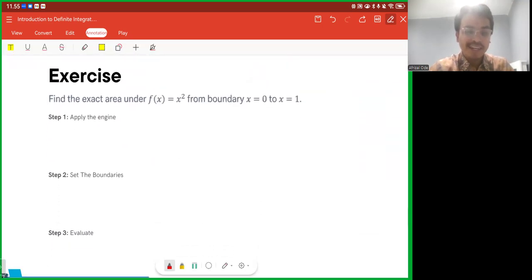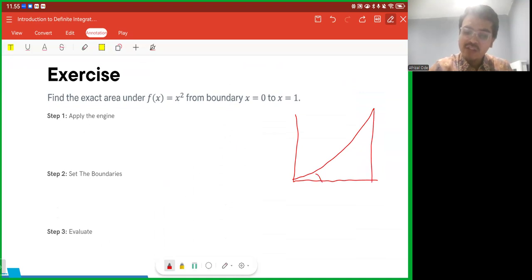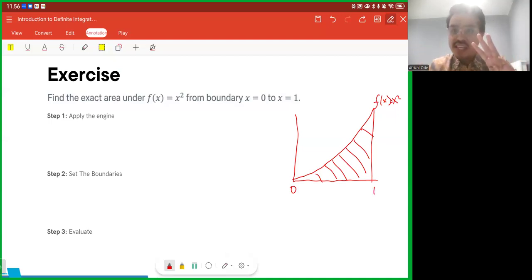let's solve our problem. So basically over here, we have a curve, and we are going to try to calculate the surface of this area. So we have this function, which is f(x) = x squared, and then the lower bound is 0 and the upper bound is 1. So to answer this question, we have 3 steps.